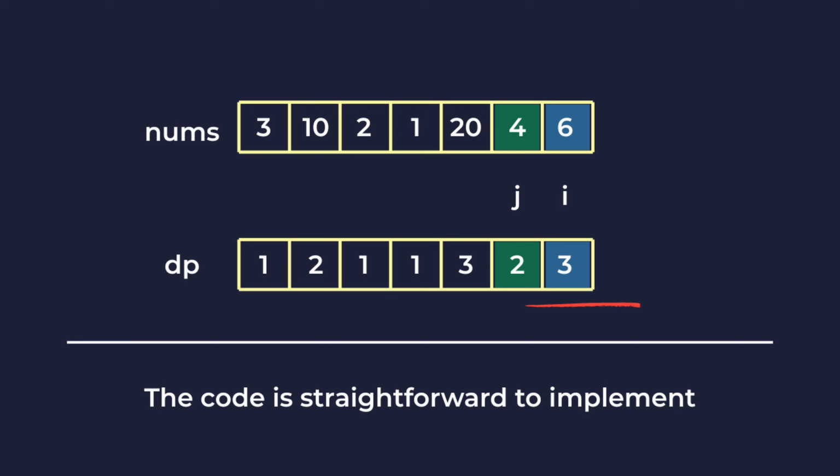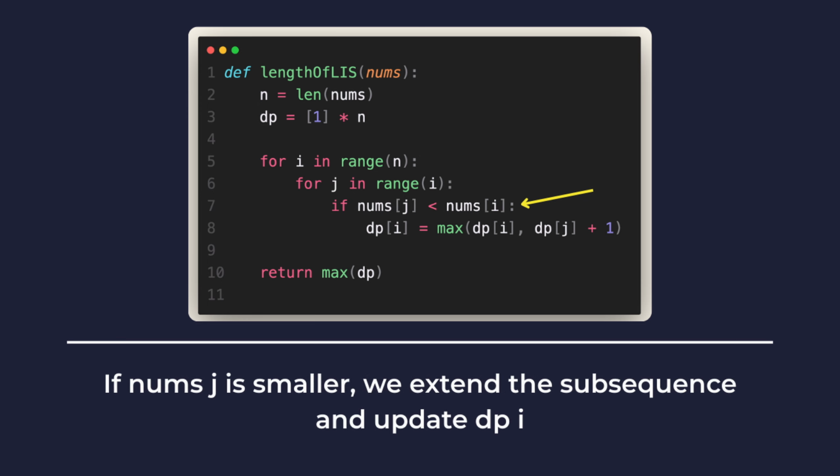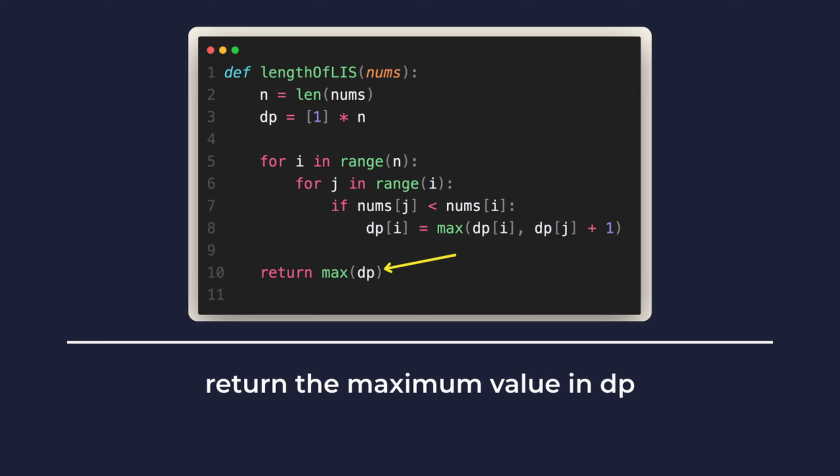Once you understand how it works, the code is straightforward to implement. Here, we loop through each index i, and inside that, we check all j before i. If num's j is smaller, we extend the subsequence and update dp[i]. Finally, we return the maximum value in DP. And that's how we solve longest increasing subsequence using dynamic programming.